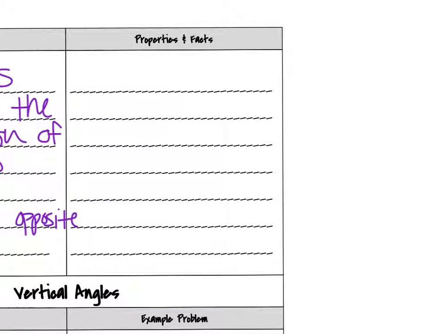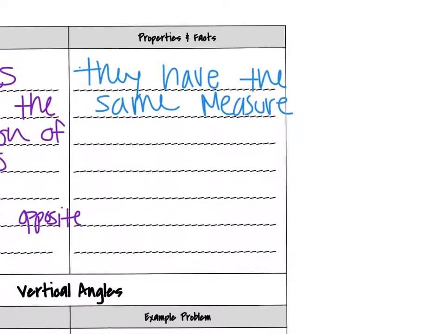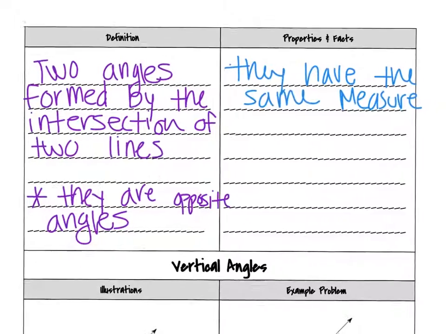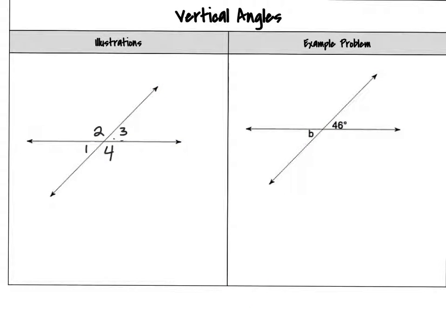So some things to know about them is they have the same measure. We'll come back to that thought in a second. So, vertical angles are formed by the intersection of two lines. So if I have two lines like that, those are intersecting lines. So that's where vertical angles will form, and they're opposite of each other. They have the same measure. All right, let's look at some examples.